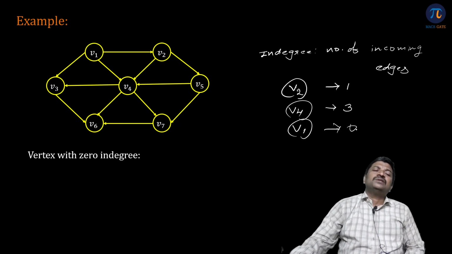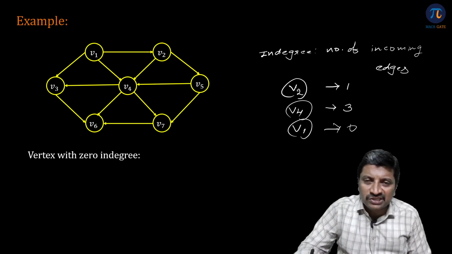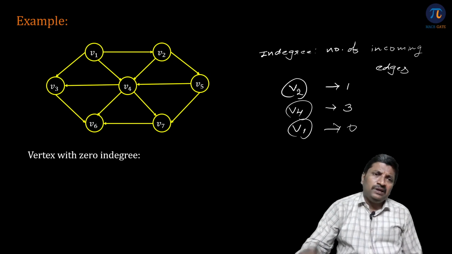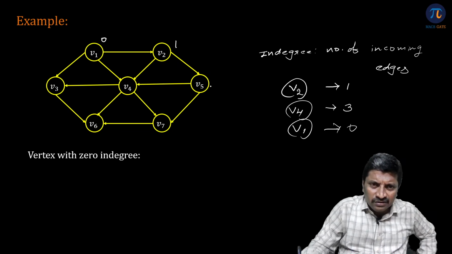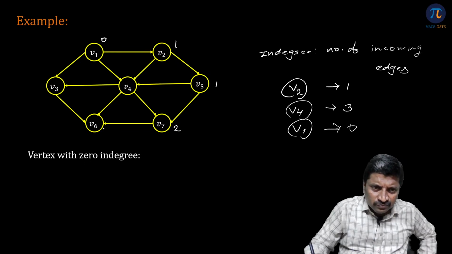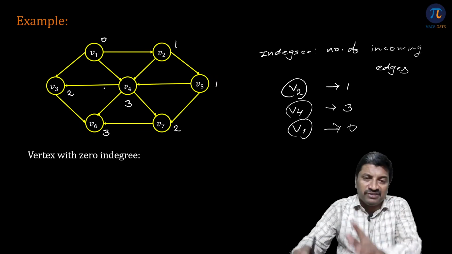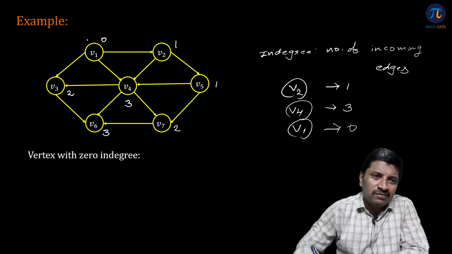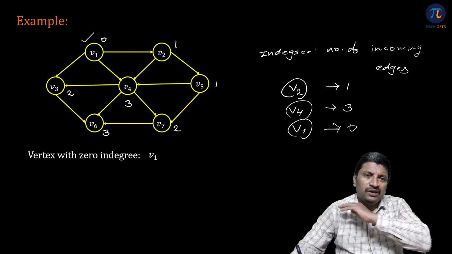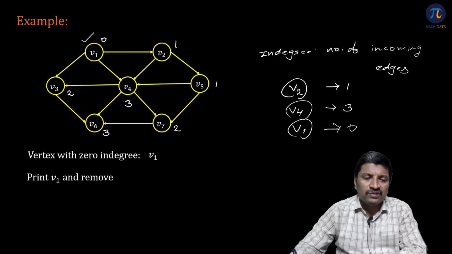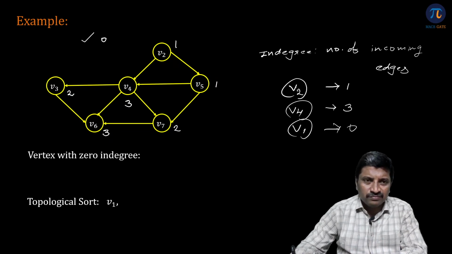0. That's it. So every time I need to find a vertex with 0 in degree and write it. Suppose there are 2 vertices with 0 in degree, no issue, you can write any one of them. In this example, let me write the in degrees first. 0, here it is 1, here 1, here 2, this is 3, this is 3, this is 2. That is the number of incoming lines. Who is the one and only vertex with 0? V1. So he is the first vertex in my order. Print V1 and remove it from the graph. So V1 first.